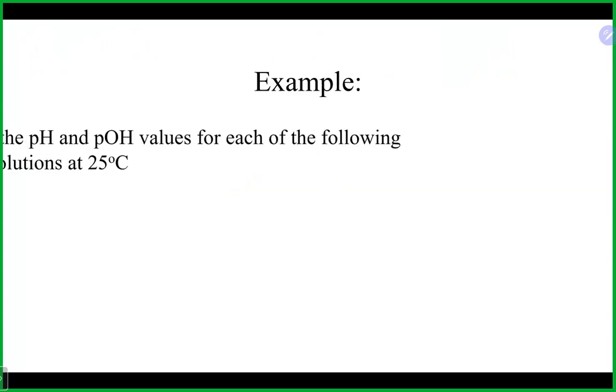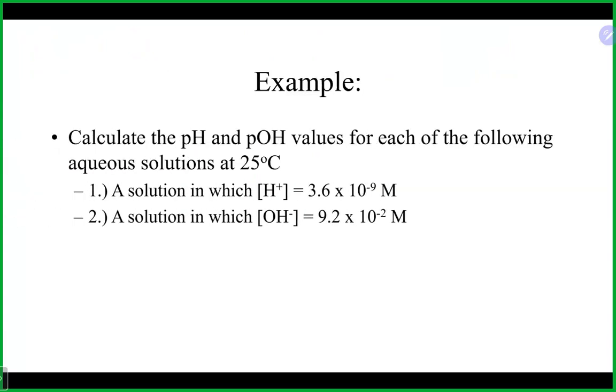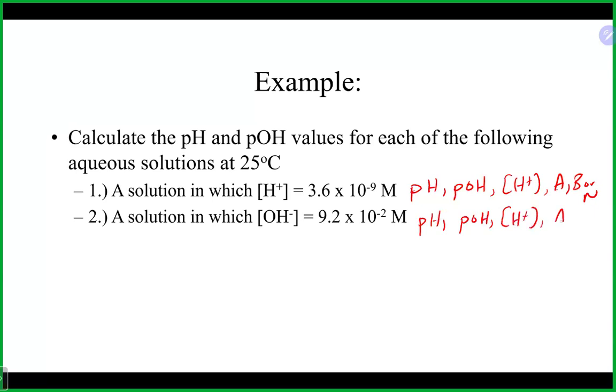All right, so a couple of examples here. For the first one, let's find the pH, the pOH, the H plus concentration, and whether it is acidic, basic, or neutral. For the second one, let's do the pH, pOH, H plus concentration, and whether it is acidic, basic, or neutral. Take a few moments, grab a calculator, make sure it works.